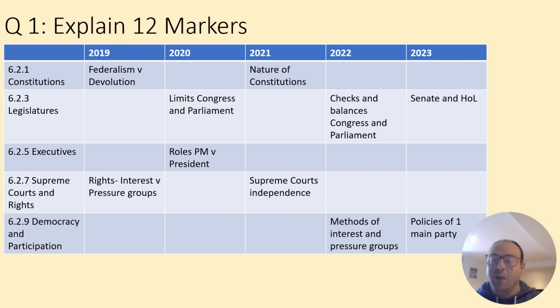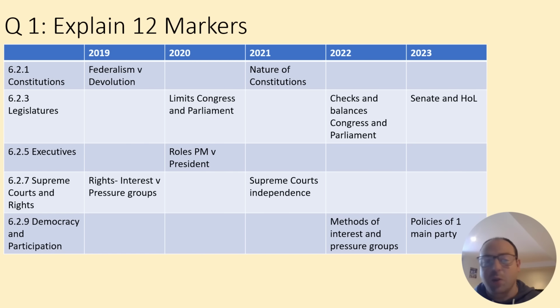You're just going to go, right, they are different in this way. For example, in the US, this. In the UK, something different or something similar, and so on. And you can do that about 3 times, and that's where you get your 12 marks from. So it's just AO1 knowledge, AO2 comparison. So you can see there's been a range of stuff.